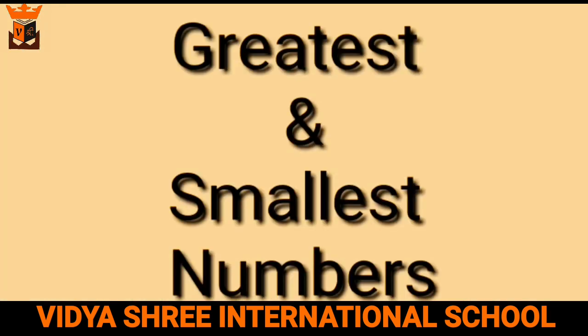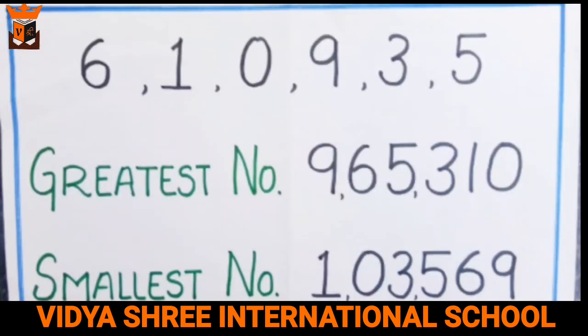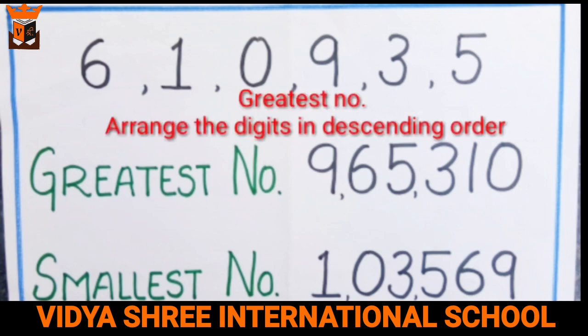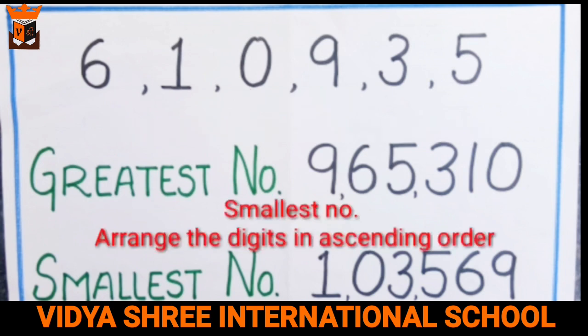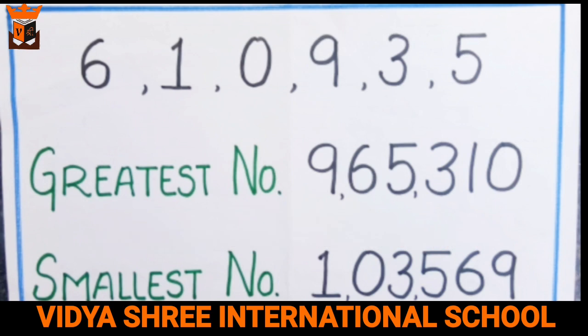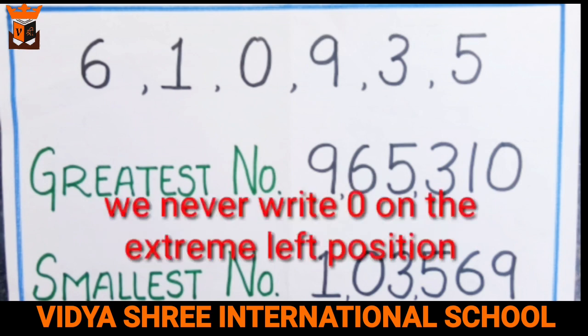Now coming to our last topic of the day, that is writing the greatest number and the smallest number without repeating a digit and using the given digits. Here the given digits are 6, 1, 0, 9, 3 and 5. Always remember, to get the greatest number, we arrange the given digits in the descending order, and to get the smallest number, we arrange the given digits in the ascending order, keeping in mind that we never write 0 in the extreme left position.